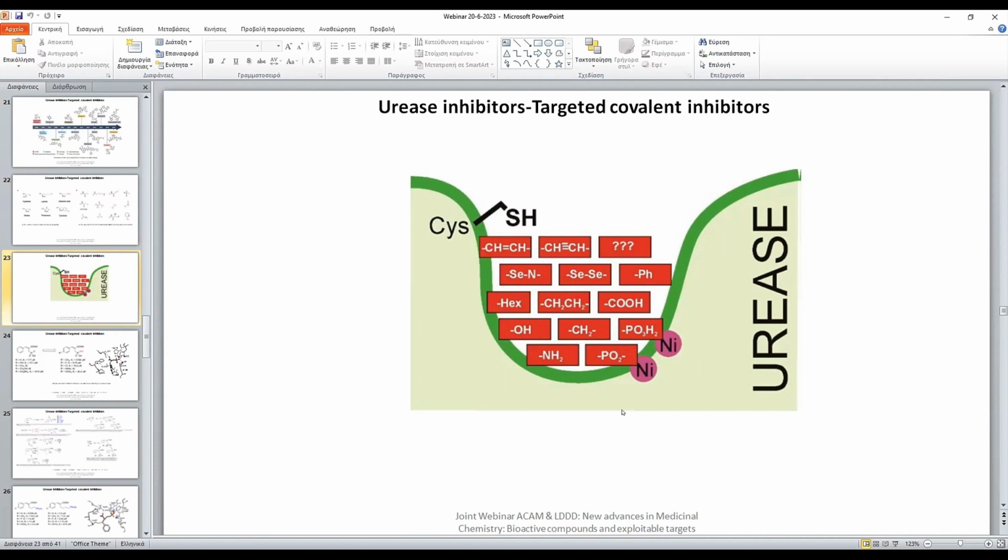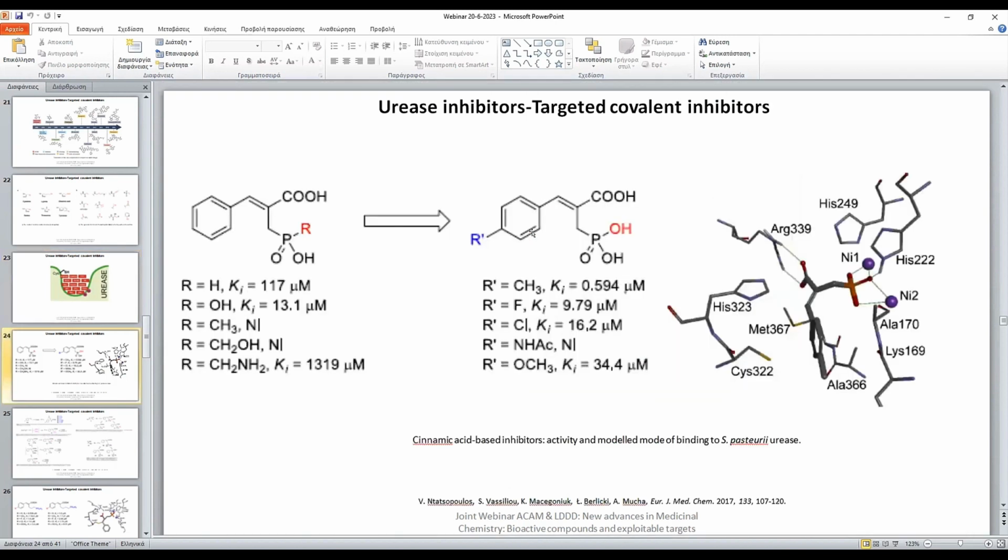We know how to make interactions with the active site. We have the knowledge. We were successful in that, how to interact with the two nickel ions. Now we have to add a group to interact with cysteine 322. So the first idea was to introduce this cinnamic scaffold onto organophosphorus compounds. Why the cinnamic? Here, there is a double bond, the one that is good enough for covalent inhibition. I mentioned to you that several types of double bonds are good for covalent inhibition.